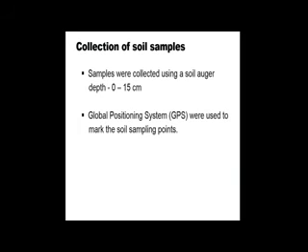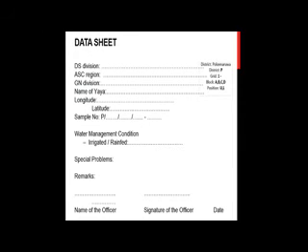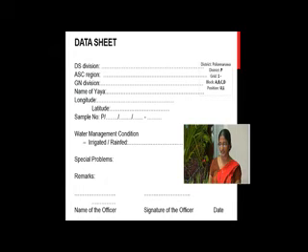Soil samples are collected using a soil auger at a depth of 0 to 15 centimeters. Global Positioning System was used to mark the soil sampling points. For each soil sample, we take data sheets were used for each and every soil sample.